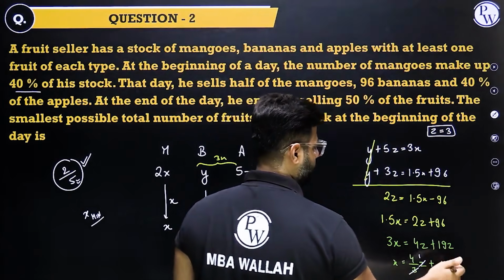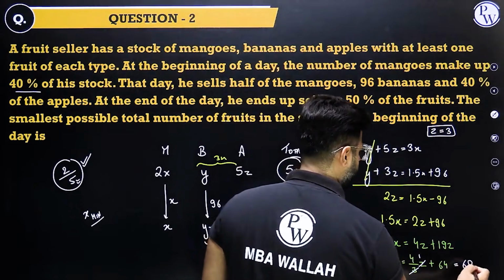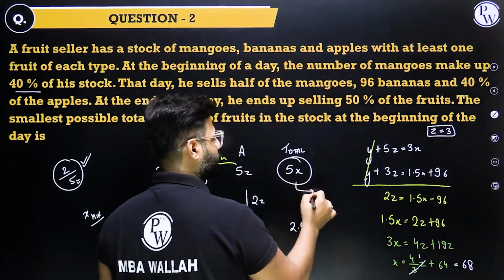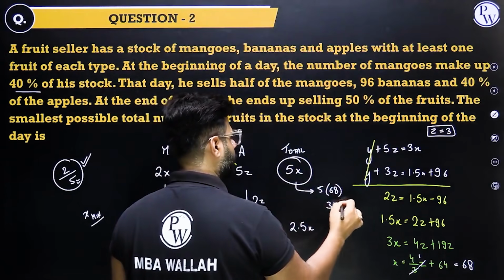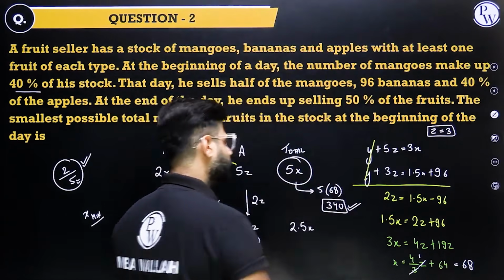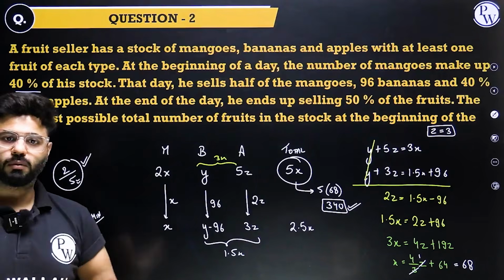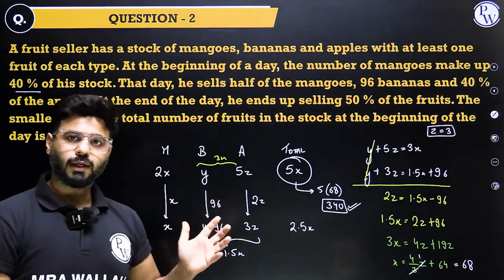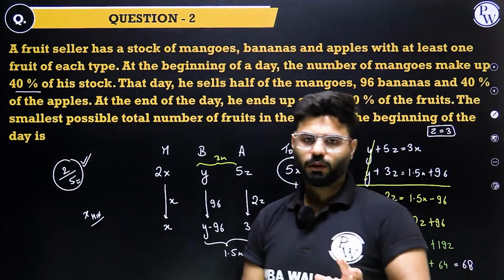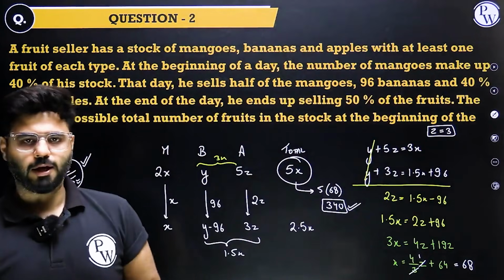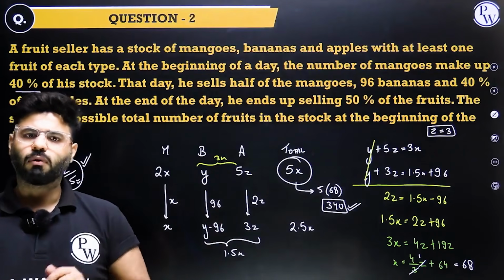x equals 4 plus 64. x becomes 68. And the minimum value becomes 5 into x, that is 5 into 68, 340. That's our answer. So beautiful question. But with the right approach, the right tables, the right equations, it can be done within the time limit. Yes. So another tough one.